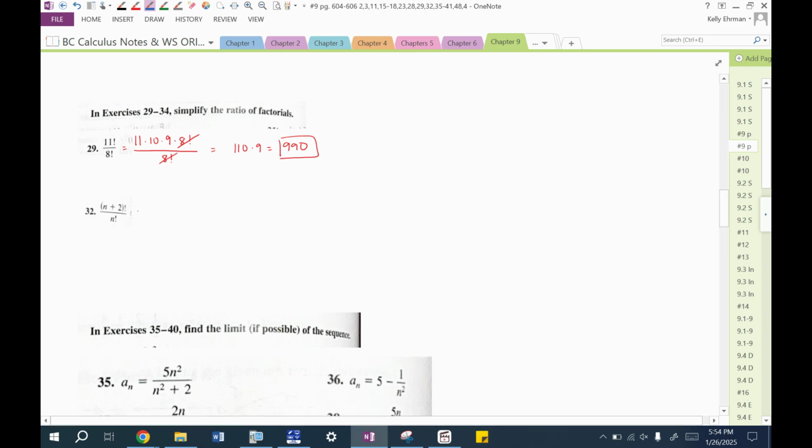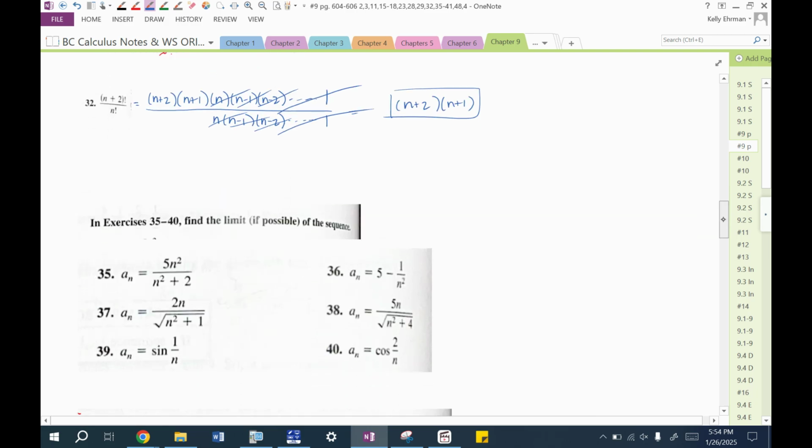If you don't have numbers, you're still starting with what you have, n plus 2, whatever that is, and then subtract 1 to get the next multiple. So n plus 2 minus 1 is n plus 1. Subtract 1, subtract 1, subtract 1. You can keep going until you get down to 1. And same here, you would have n times n minus 1 and n minus 2, and you would keep going until you get down to 1. So all of those are going to cancel, and you'll just be left with n plus 2 times n plus 1. And you can leave it like that, or you can multiply it together.